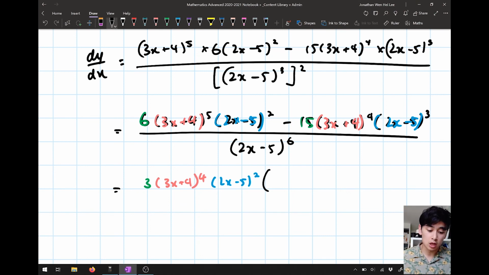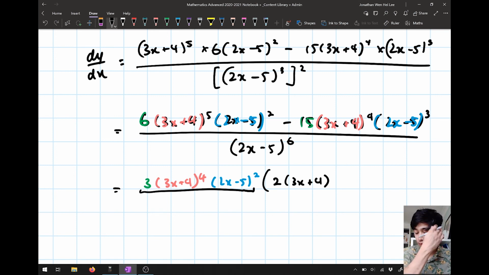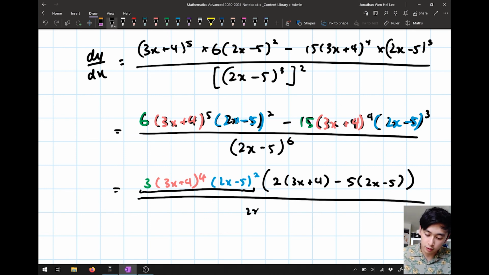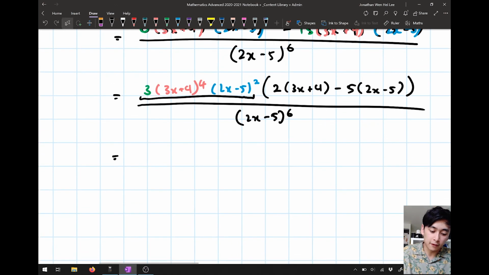From the first term, when I take out all of this, I'm going to have a 2 at the front instead of that 6 because I've taken out 3, times (3x + 4) to the power 1 because I've taken out (3x + 4) to the power 4. For my second term, I'll be left with minus 5(2x - 5) over (2x - 5) to the power 6. I can simplify this further.